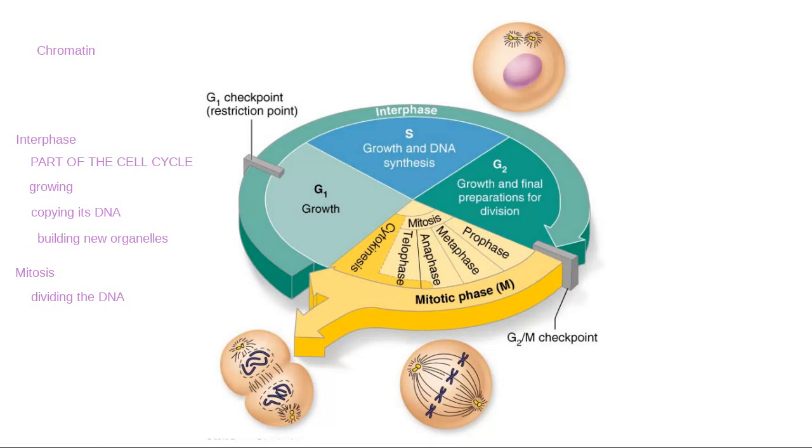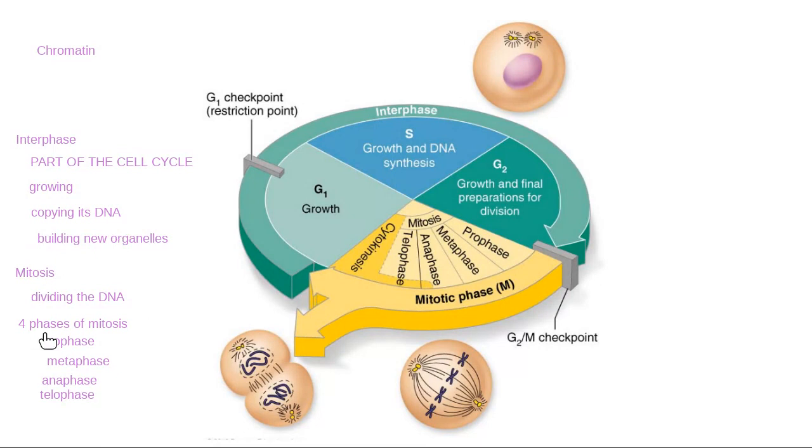Mitosis takes place in 4 phases. So 4 phases of mitosis. So I'm going to type them real fast. You can see them on the picture. They're prophase, metaphase, anaphase, and telophase. The 4 phases of mitosis.